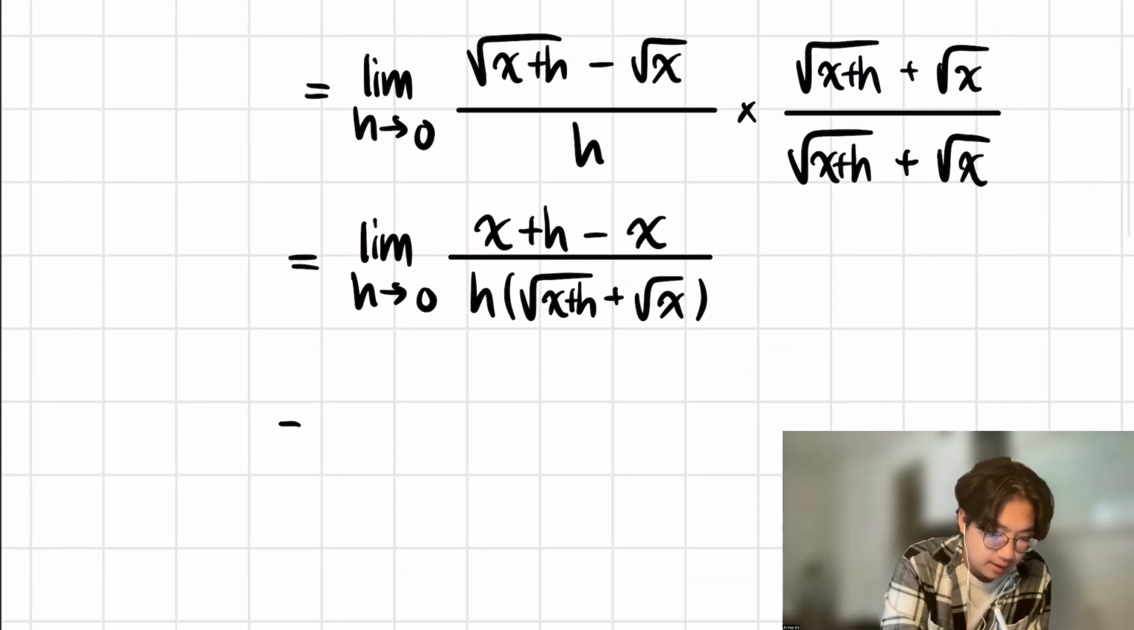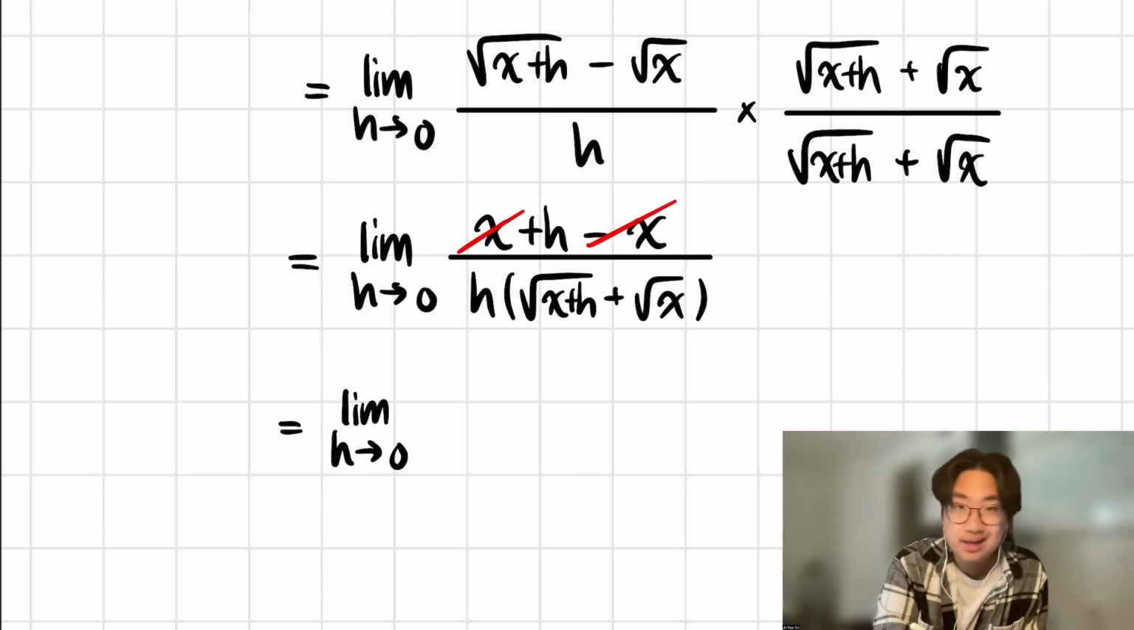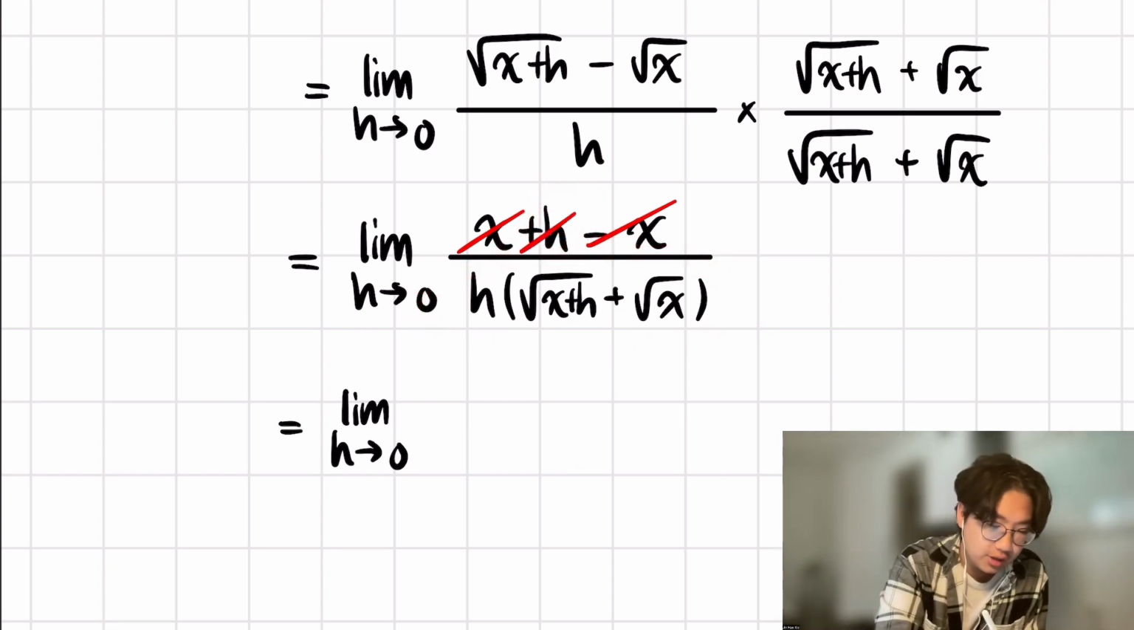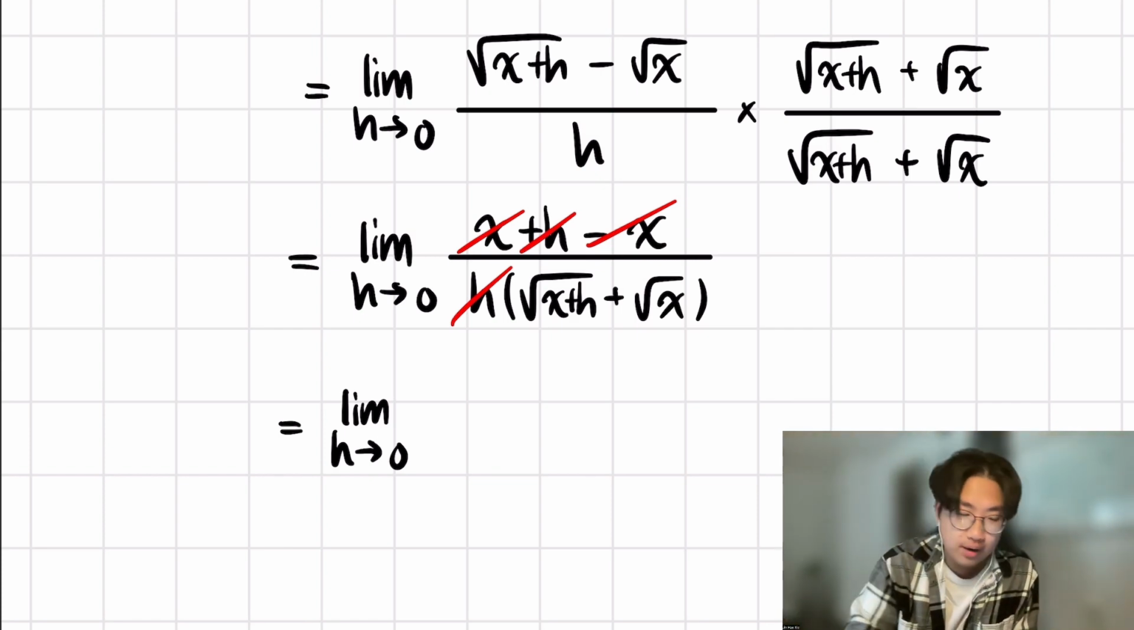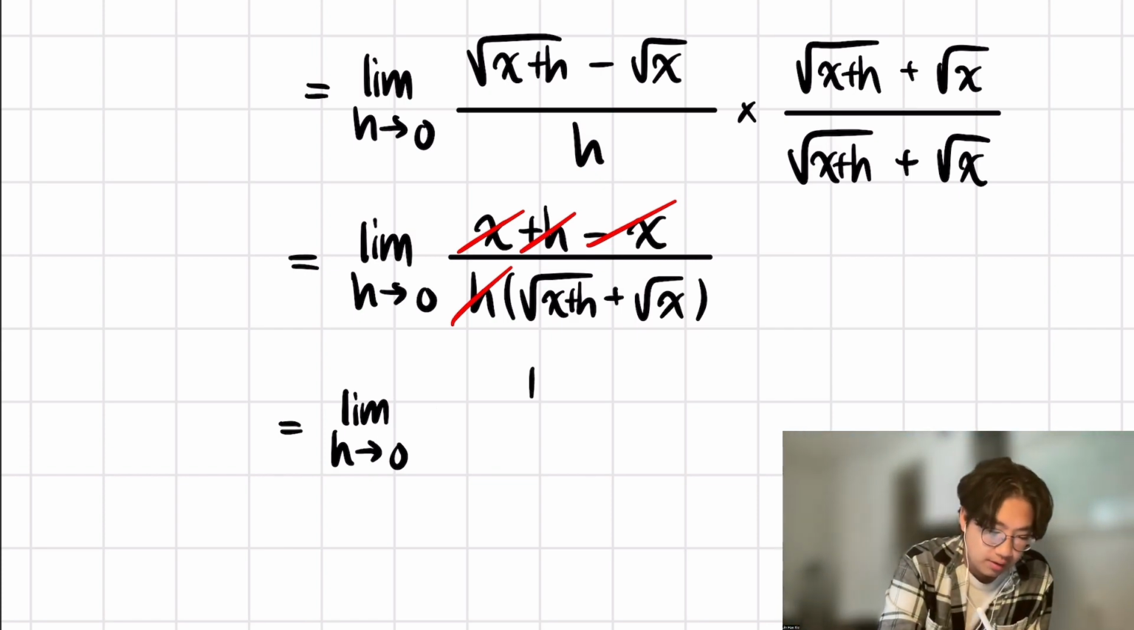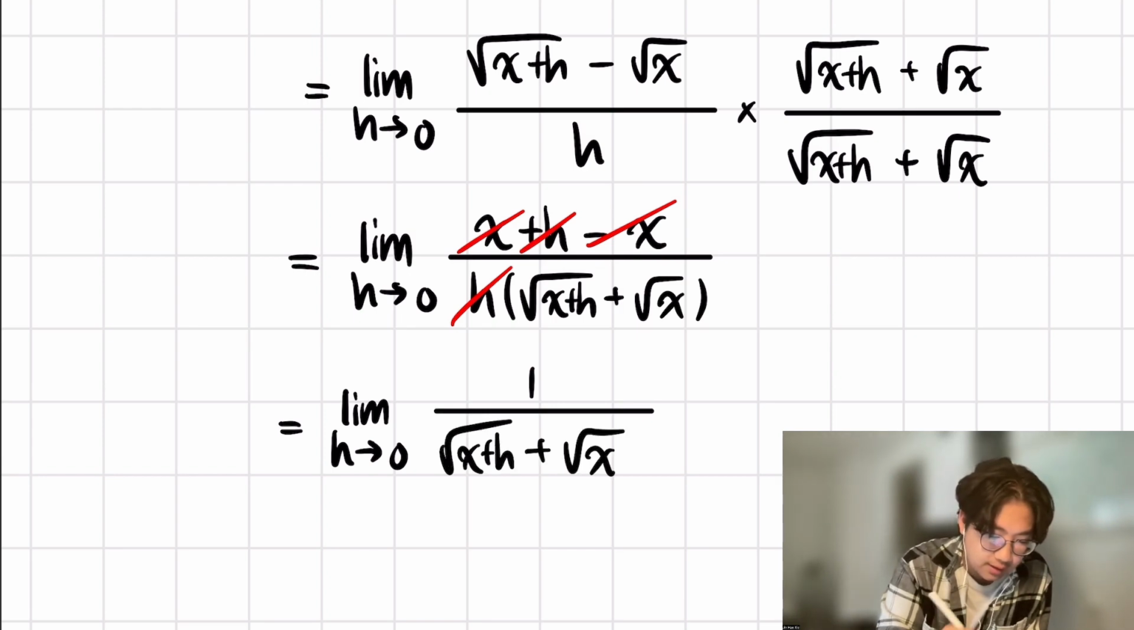In this step, we can then make a simplification. So let me just write the limit notation down again. So here the x's will cancel out. And then what you're left with is h divided by all of this. Well, hopefully from here, you can also see that the h's will also cancel out, meaning in the numerator, you're just left with a 1. So you then have 1 over root x plus h plus root x.